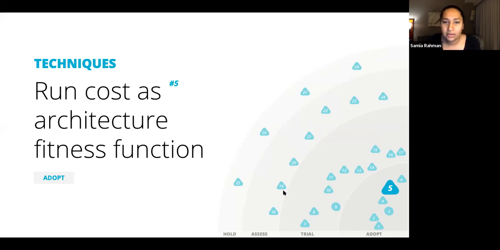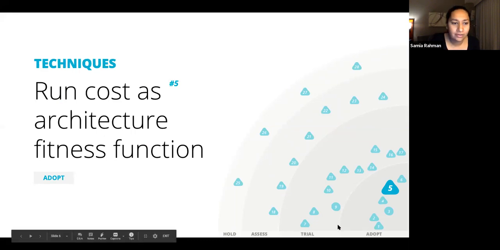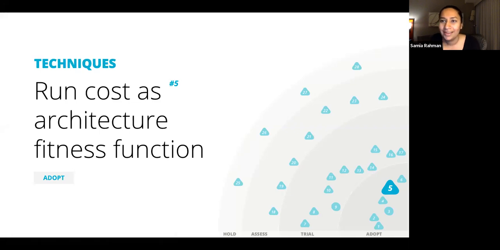And I think this one's on run cost as architecture fitness function. Sounds very interesting. Yes, I'm going to throw you all into the deep end. It's not an easy one. Usually it's difficult to actually describe and get the message across around techniques, because techniques are discussing approaches rather than pointing to one tool or the other. And this one is strongly embraced with us and by us, and it's in the adopt ring.